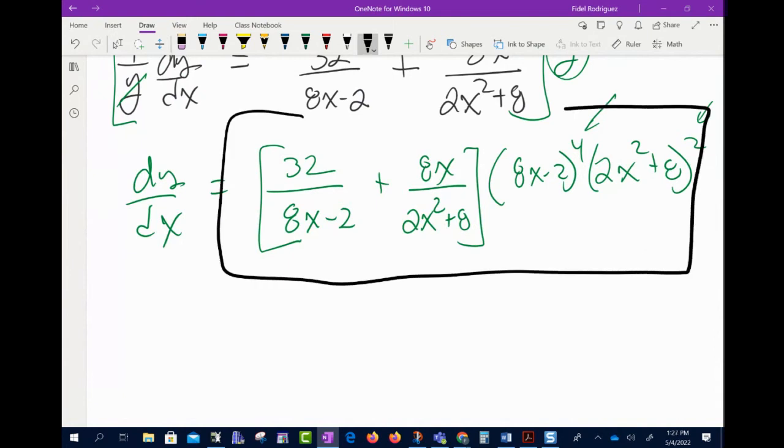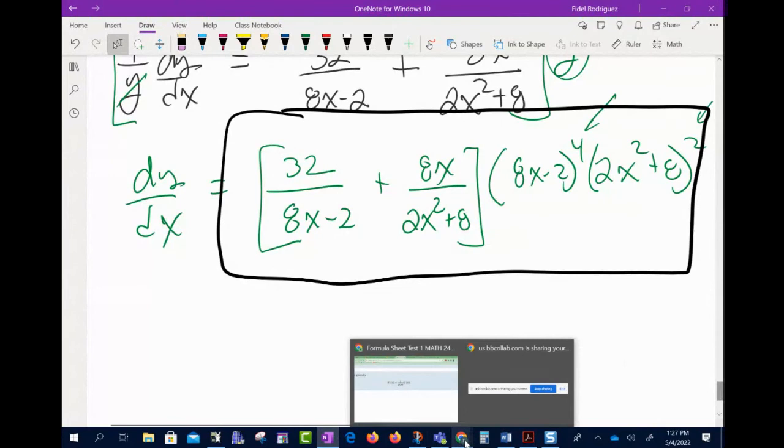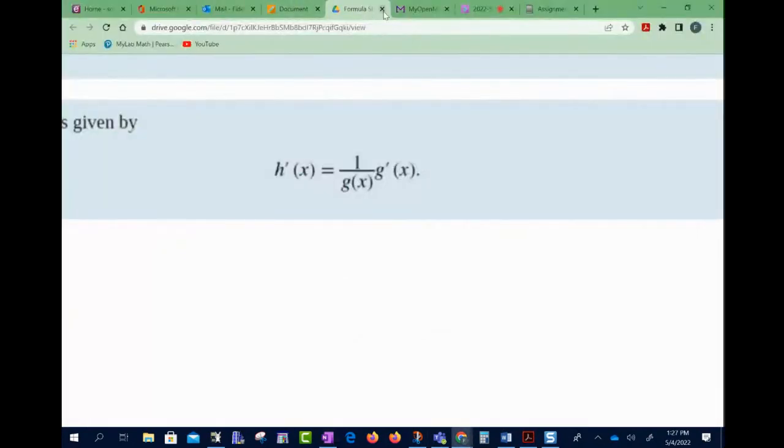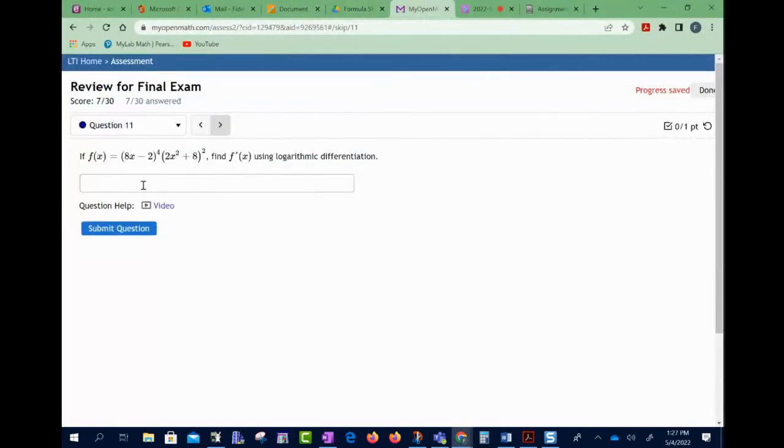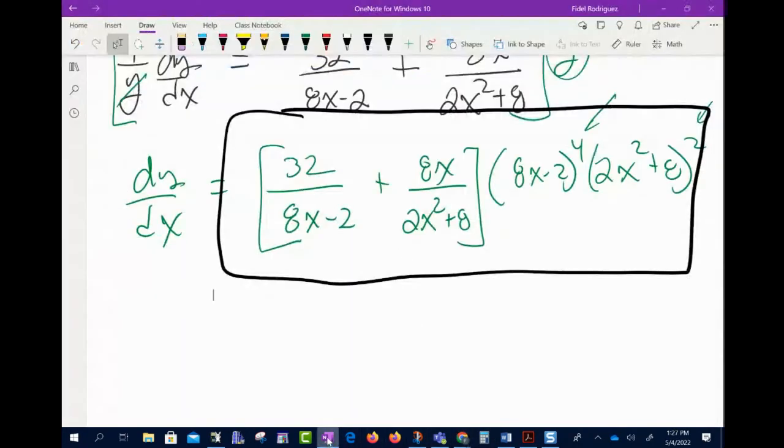I don't even think you need to worry about that, Don. I think we'd probably be okay just entering it like this. Again, my math or my open math is pretty forgiving on a lot of this stuff. So this is what we're going to do. Let's see. Okay, I guess we're just writing in the actual answer.